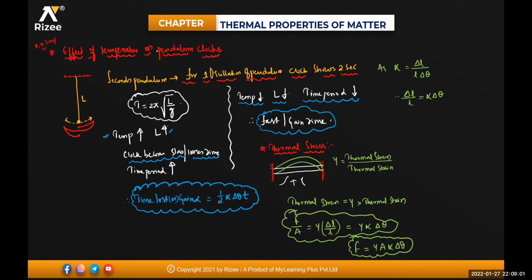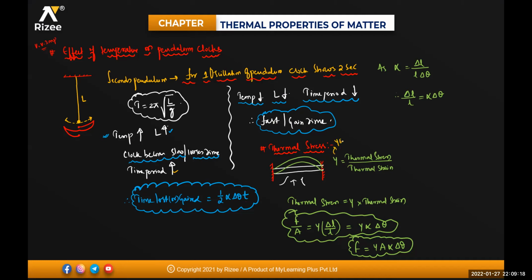Is that clear, beta? Effect of temperature on the pendulum clock. If the temperature is increasing, length increases, the clock will become slow or loses time and the time period will increase. Whereas when the temperature is decreased, the length will decrease, time period will decrease, it will go fast or gain.